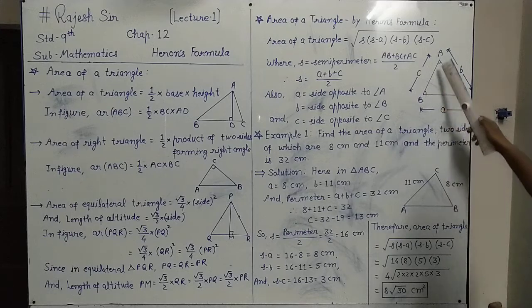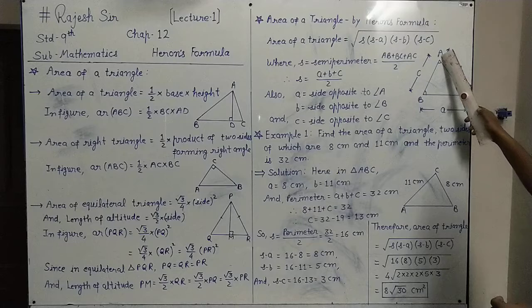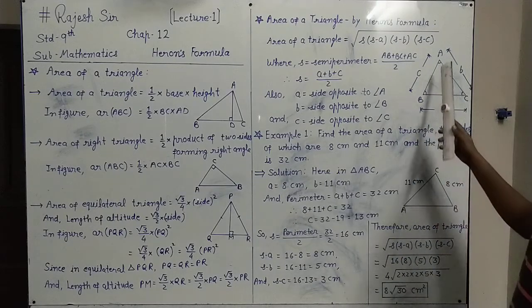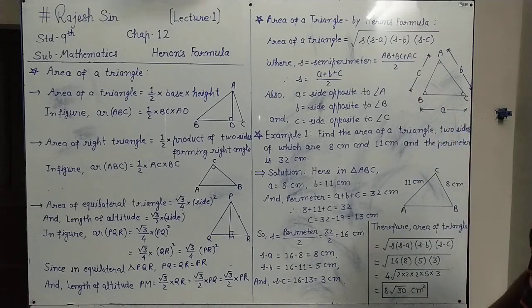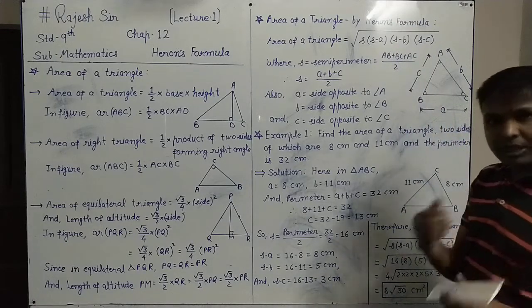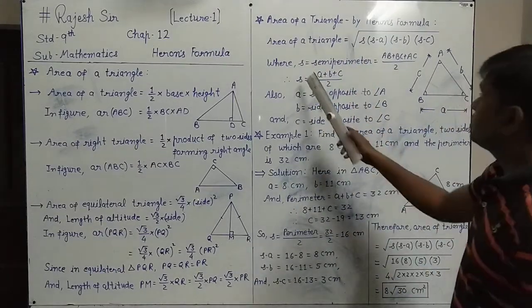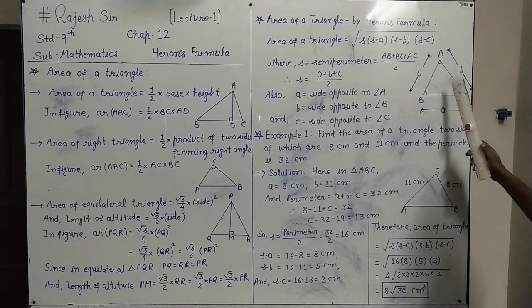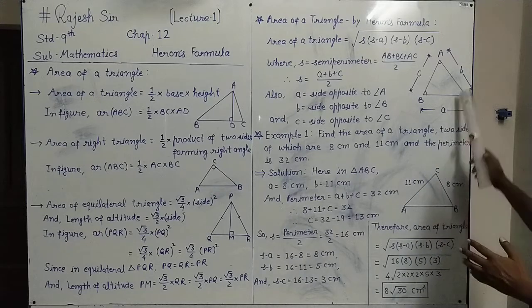Angle B's opposite side AC is denoted as b. Angle C's opposite side AB is denoted as c. The sum of all three sides gives the perimeter, and the perimeter upon 2 gives half of the perimeter, which is called the semi-perimeter, denoted by S. Therefore S equals AB plus BC plus AC, that is c plus a plus b. In order, it is a plus b plus c.